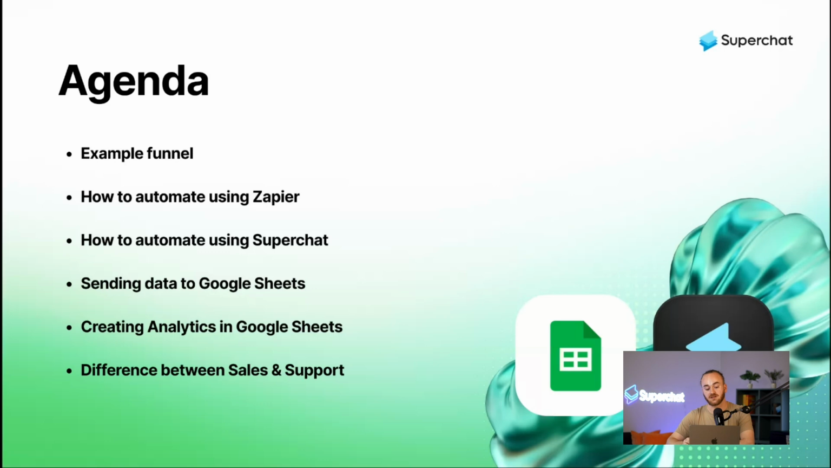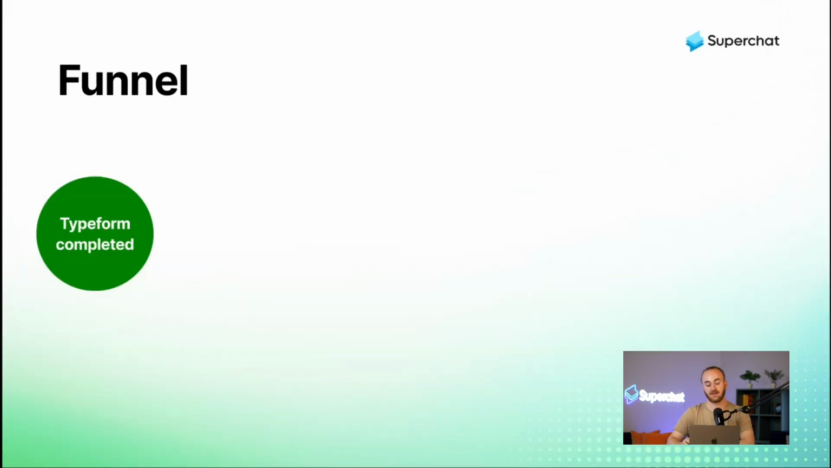And I will also go into the differences between sales and support. So there are certain KPIs that you are able to track within Superchat, which is more on the support side, but there's others you might want to use Google Sheets for. And lastly, there's a few common errors that we've noticed that come up a lot, so we will also dive into those. So let's talk about our example funnel.